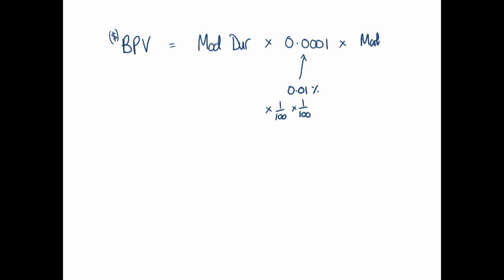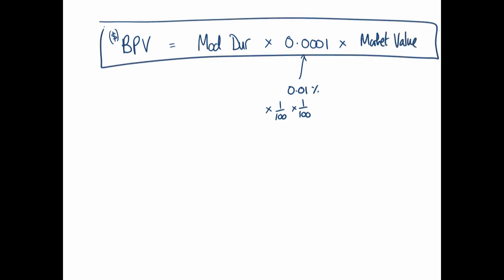All right? This is something that's very important for your exam. Make sure you can quickly strip out of a question a basis point value. It might be that they don't give you it explicitly. You're expected to strip it out of a situation, as we're about to see.